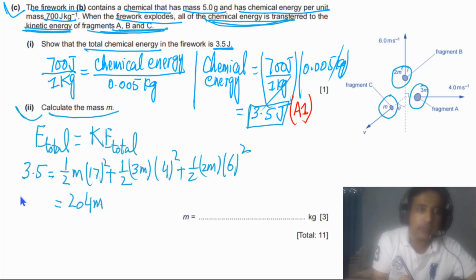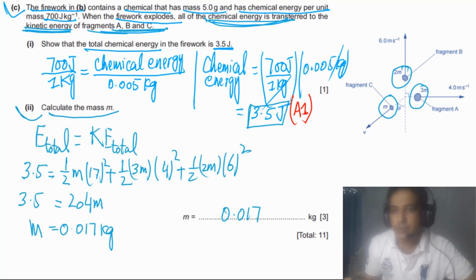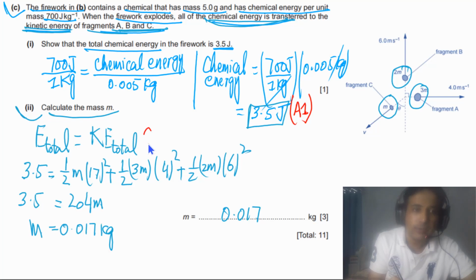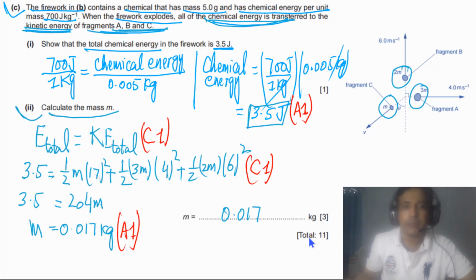204m, and this is equal to 3.5. And from here we can find out m, that will be equal to 0.017 kgs up to 2 SF. So our final answer is 0.017 kgs. And this question has 3 marks. The first mark you will get if you have written conservation of energy, you will get 1 mark. And the second mark you will get if you have written these kinetic energies equation. And the final mark is the answer mark. If you have got the right answer, you will get 3 marks.